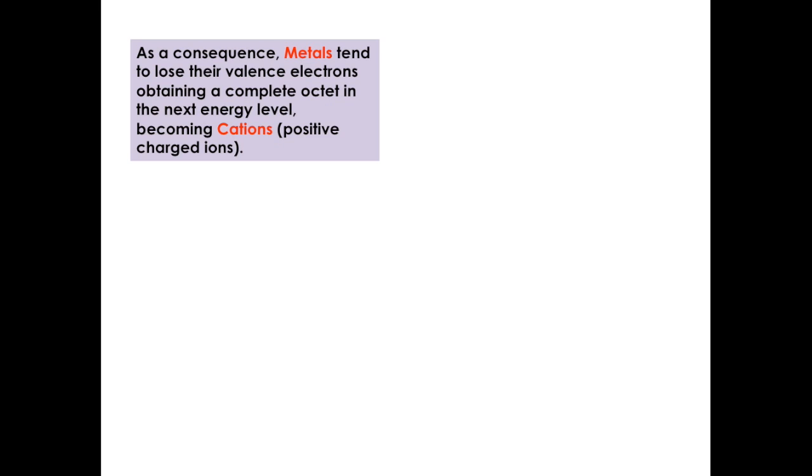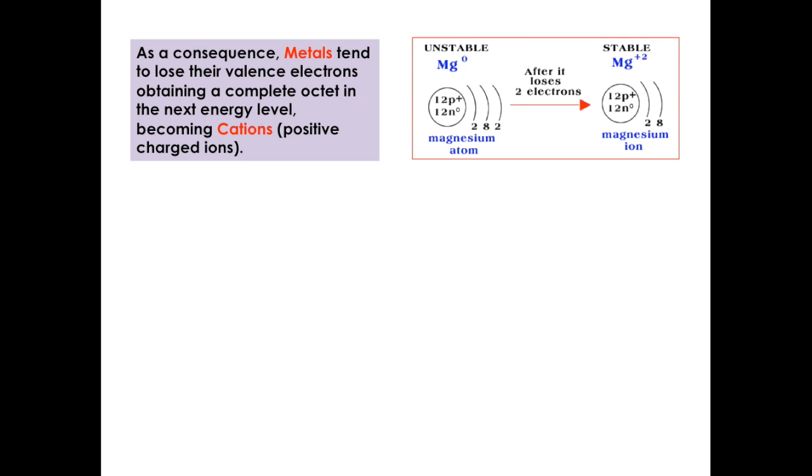As a consequence, metals tend to lose their valence electrons, obtaining a complete octet in the next energy level, becoming cations or positive charge ions. In the example, we can see magnesium that has 2 electrons in the valence shell. By losing these 2 electrons, the next energy level has 8, so magnesium becomes stable with a charge of positive 2.